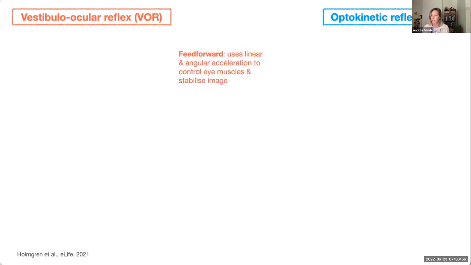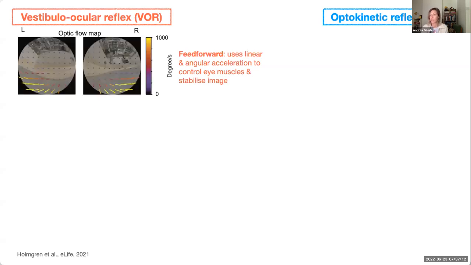So the VOR can be viewed as a feed-forward mechanism that uses linear and angular acceleration measured by the vestibular system to control eye muscles in order to stabilize the image on the retina. Eye movements in freely moving mice, for instance, constantly stabilize the animal's visual field by counteracting head rotations through the VOR. So these are optic flow maps that show areas of the visual field in mice that have low and high motion.